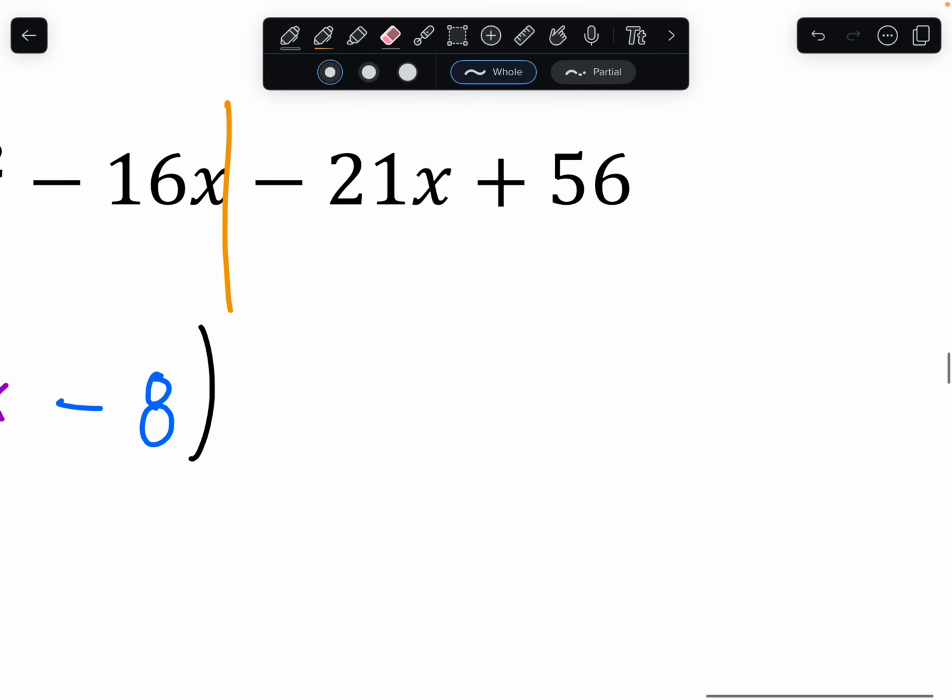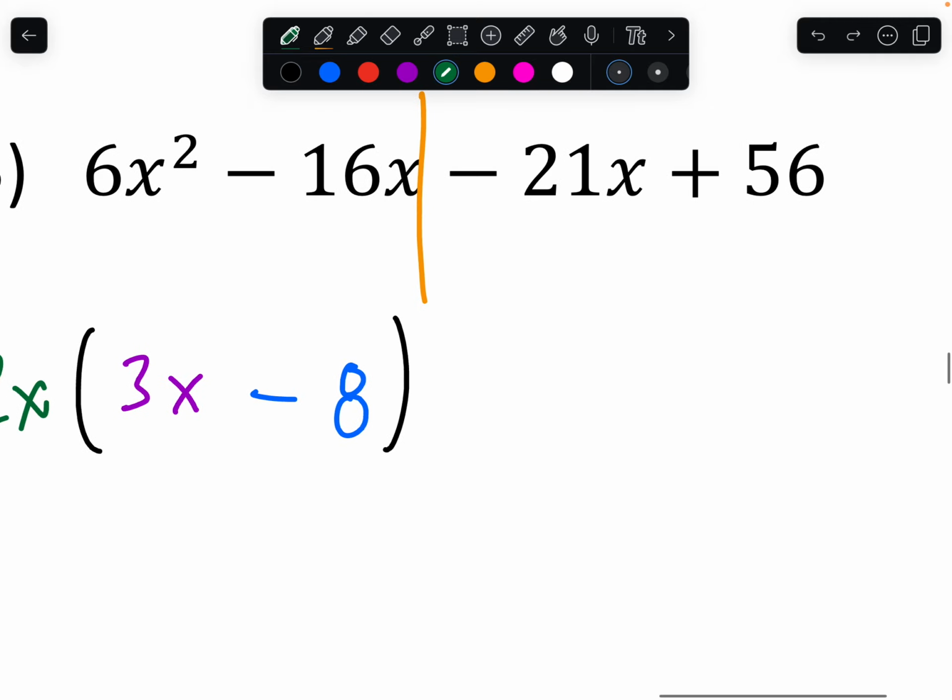And then the next set, and say, what do they have in common? I know these are both multiples of 7. There's 3 7s here, and there's 8 7s here. So then I'm going to take out a negative here because it's negative. So negative 7, and then they don't both have x's, right? So I can't take an x.